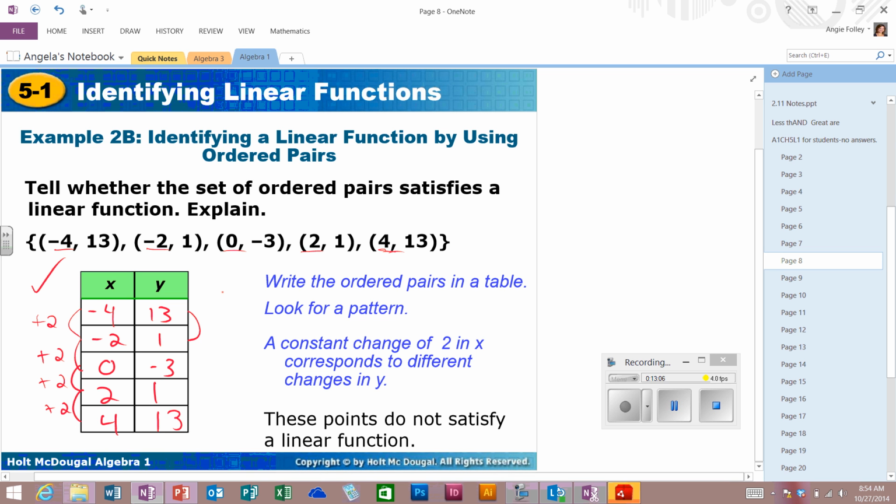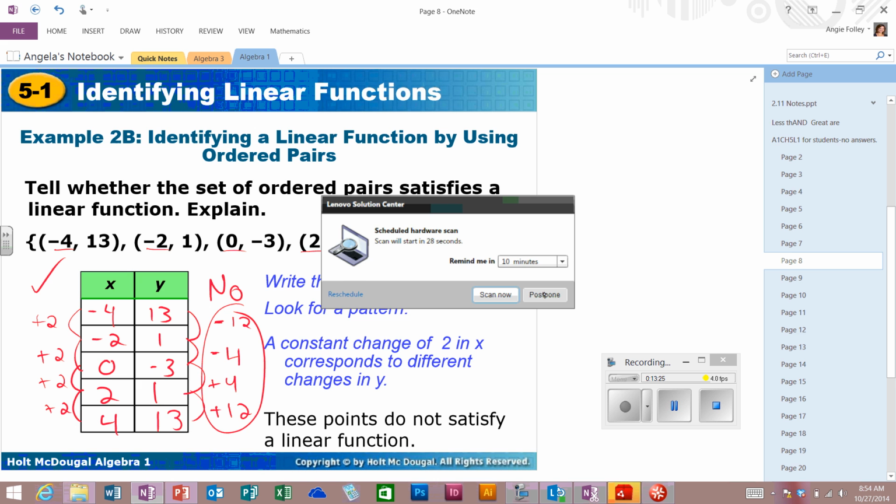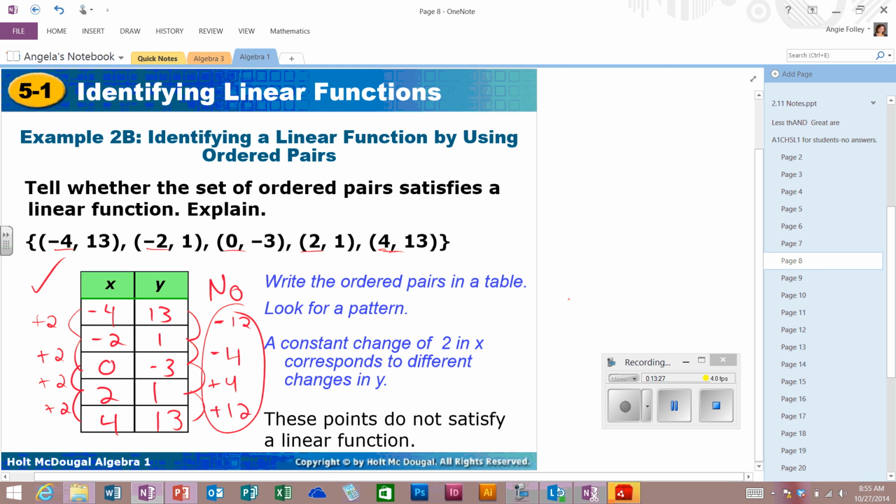Let's check our y's. From 13 to 1, I had to subtract 12. From 1 to -3, I had to subtract 4. From -3 to 1, I had to add 4. And from 1 to 13, I had to add 12. So are these the same? No. So, goodness gracious, sorry guys. I don't know why that keeps happening. So they do not satisfy a linear function, but yes, it is a function. So yes, it's a function, but not a linear function. Okay.